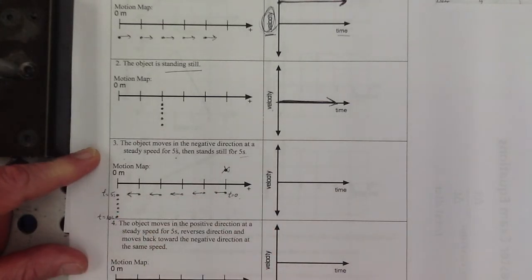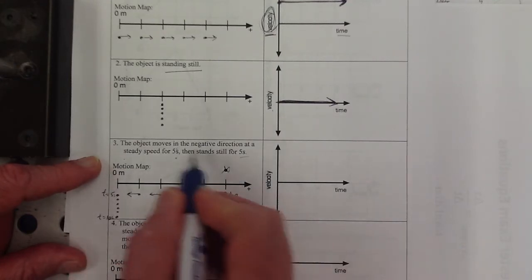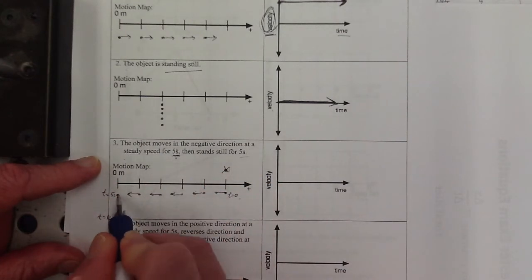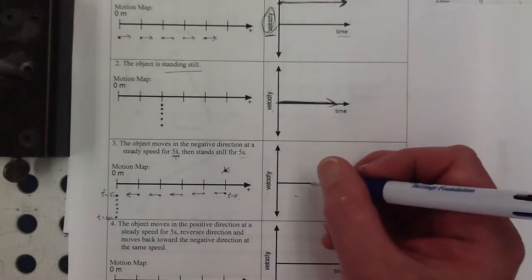In there. The arrow points to the next dot, so you do not want to have a dot on the 5th second, which makes sense if you think about what's going on, because when the clock gets to 5 seconds, that's when it starts to be motionless. All right, so how do we make a velocity time graph here?